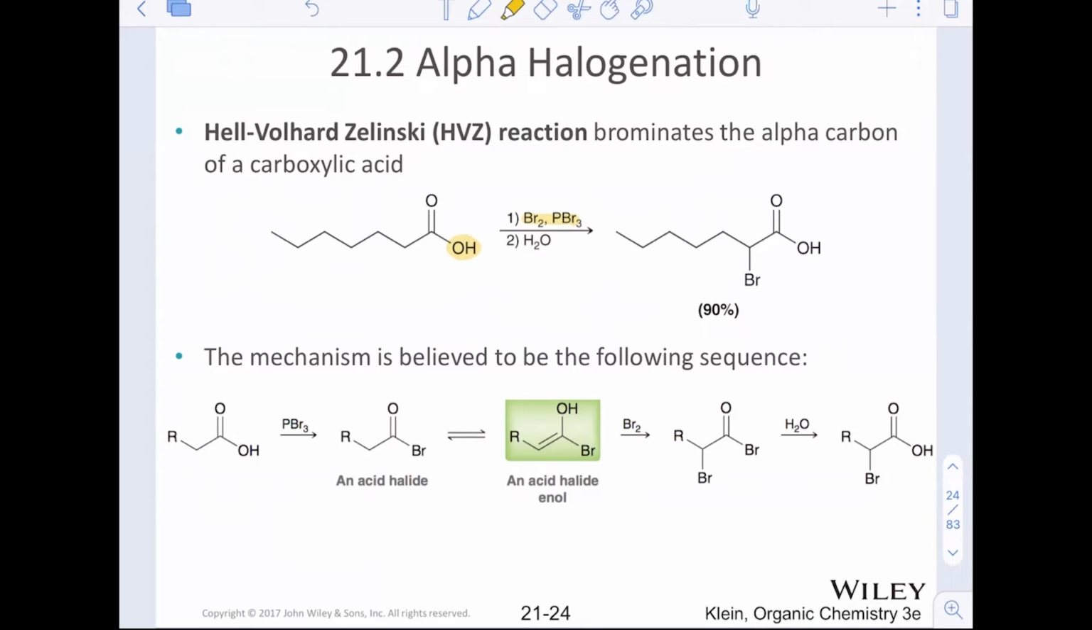If you have a carboxylic acid, you have to use the Hell-Volhard-Zelinsky reaction, which is Br2 with PBr3. Again, PBr3 is a Lewis acid catalyst, all right? So it does slightly change our intermediate to an acid halide enol. But again, it's because we're avoiding the carboxylic acid functional group. We still put the bromine on the alpha carbon, right? So alpha carbon gets the bromine.